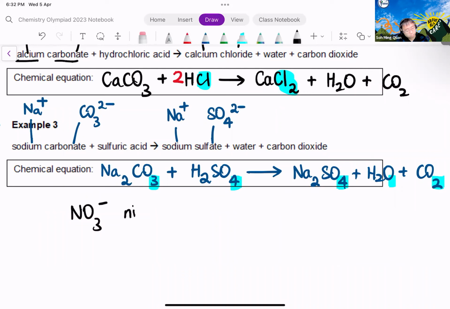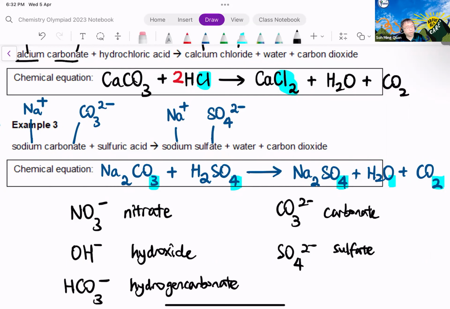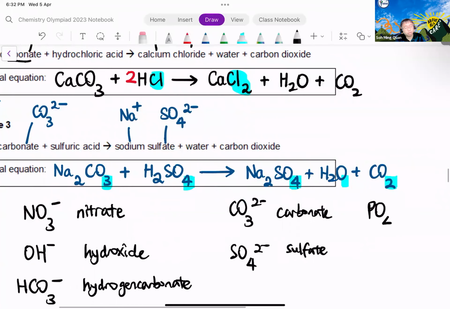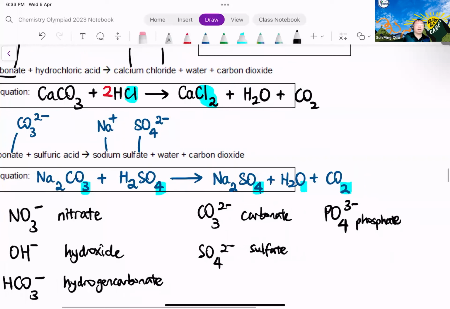Nitrate is one of them. All right, hydroxide, another one of them. HCO3-, hydrogen carbonate, is one of them. So all these have a 1- charge. And then you have some with a 2- charge: carbonate, sulfate. And finally, lastly, you have those with a 3- charge. PO4 3-, this is phosphate, which comes from phosphoric acid. All right. So these are the ions that you should memorize.